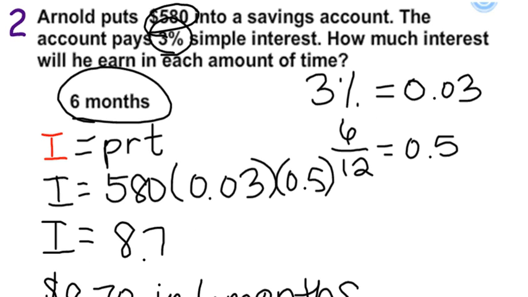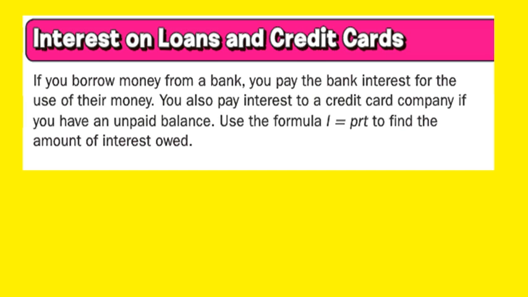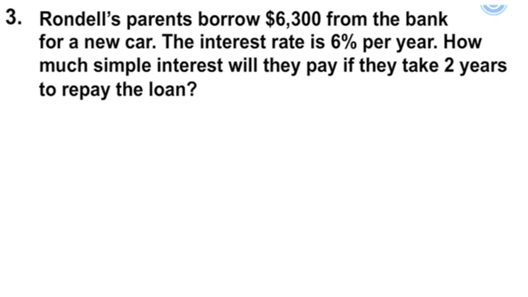Okay, so interest on loans and credit cards. If you borrow money from the bank, you have to pay the bank interest for the use of their money. You can also pay interest to a credit card company if you have an unpaid balance. So the same thing here, you're going to use the formula I equals PRT to find the amount of interest that you have to pay the bank or the credit cards.